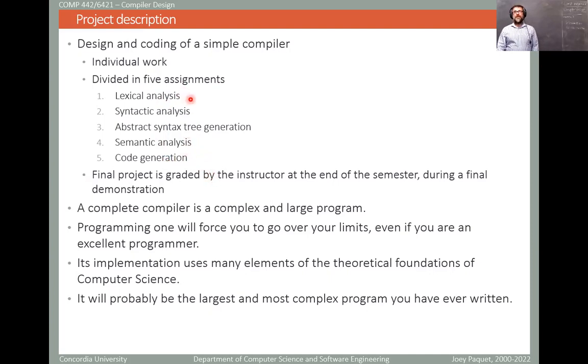Note that one of the difficulties of such a project is that essentially it is incremental development. For example, the syntactic analyzer or your parser is using your lexical analyzer. The abstract syntax tree generation is using the parser. Semantic analysis is using all of this, and the code generation is using all the preceding.